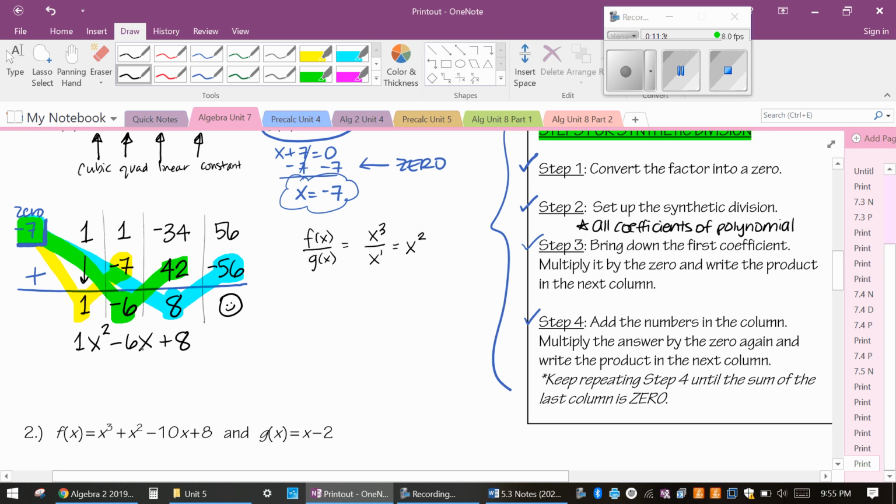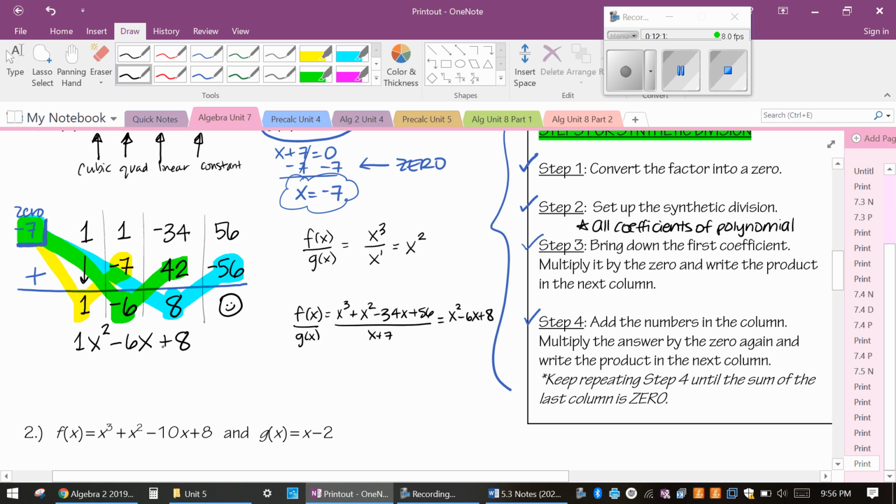Now, they don't really ask you to do this because technically we've already answered the question. f of x, which was x cubed plus x squared minus 34x plus 56, divided by g of x, which was x plus 7, gave us x squared minus 6x plus 8. So we've technically already done what they asked us to do. We used synthetic division.